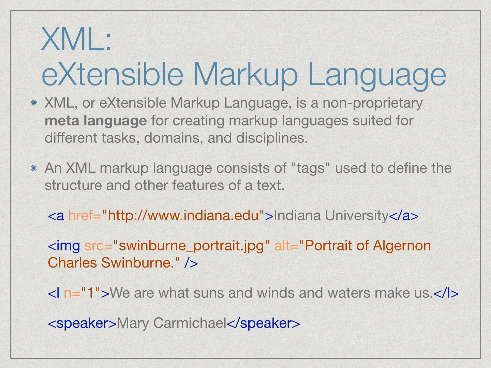XML is a meta-language. That is, unlike HTML, XML does not define a specific set of tags. Rather, XML provides the syntax and general rules for creating specific markup languages for a specific use or domain or discipline. Markup languages like XHTML for web pages or TEI for scholarly editions, MathML, or SVG, the Scalable Vector Graphics XML format. An XML markup language consists of tags used to define the structure and other features of text. And on the screen we see some examples from HTML and TEI.